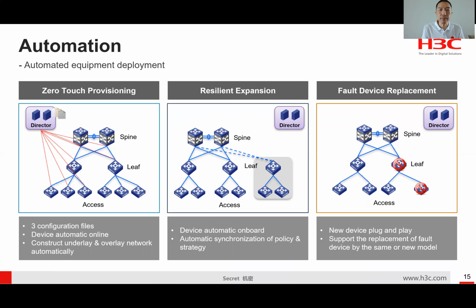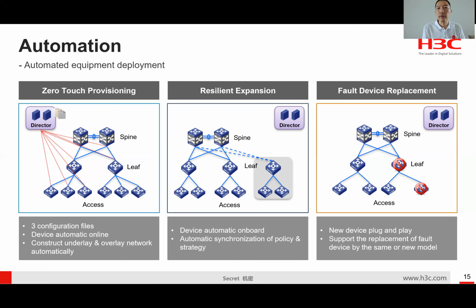The second thing about automation is resilient expansion. That means right now your office has 10 floors, and now you expand 2 more floors, right? You can seamlessly add 1 more leaf switch on this floor, and then extend some access switches in the network. All this expansion will be done automatically.